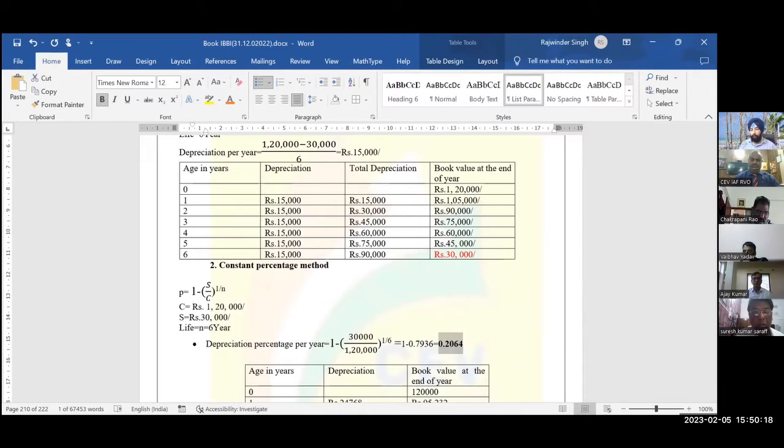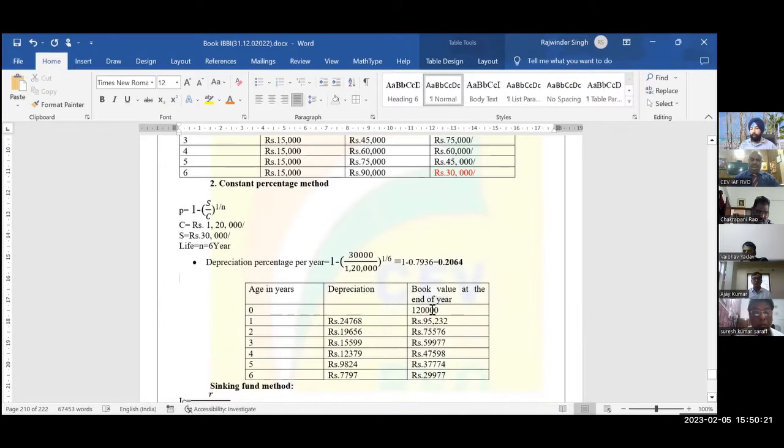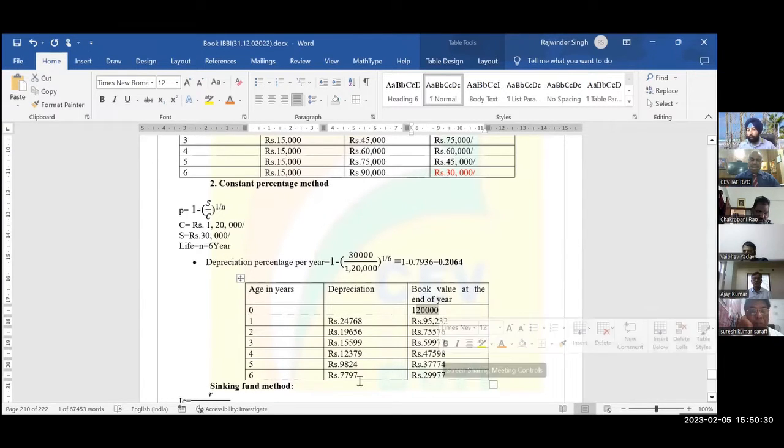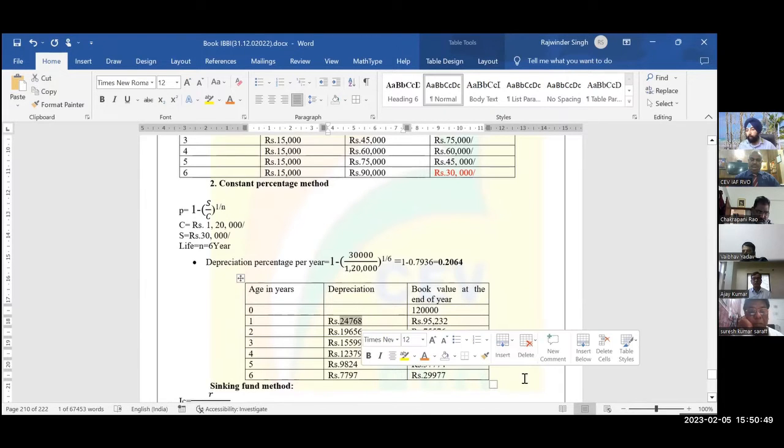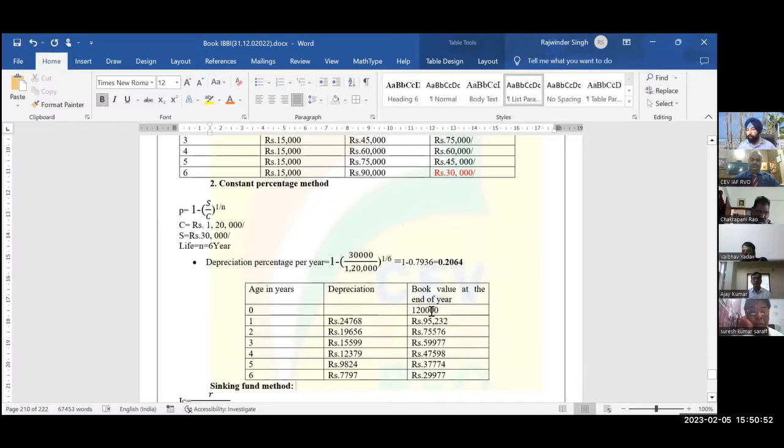Now see how it works. At the start, the value is 1,20,000. At the end of the first year, how much will it depreciate? 1,20,000 multiplied by 0.2064, it will be 24,768. So what will be the depreciated amount? 1,20,000 minus 24,768, which is 95,232.